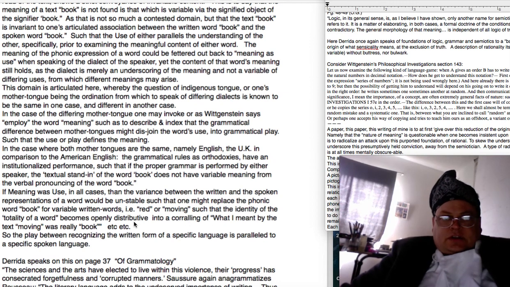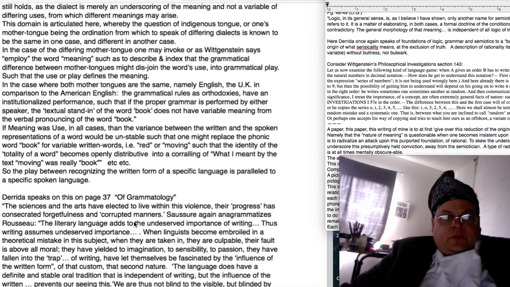The domain is articulated here, whereby the question of indigenous tongue, or one's mother tongue, being the ordination from which to speak of differing dialects, is known to be the same in one case and different in another. In the case of the differing mother tongue, one may invoke, or as Wittgenstein says, employ the word meaning, such as to describe an index that the grammatical difference between mother tongues may disjoin the word's use into grammatical play, such that use or play defines the meaning.